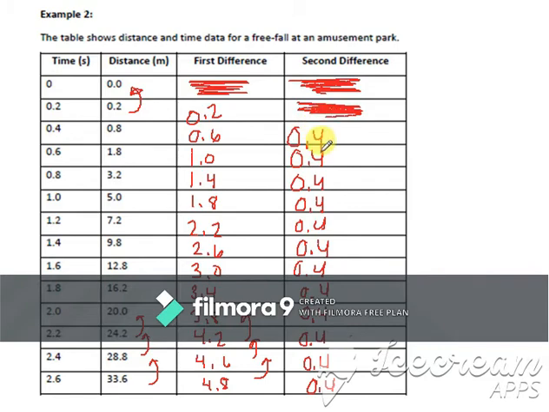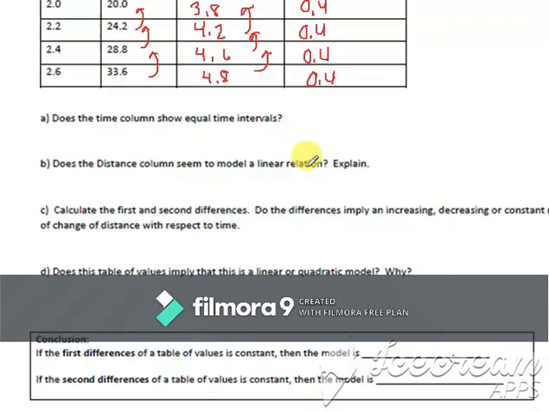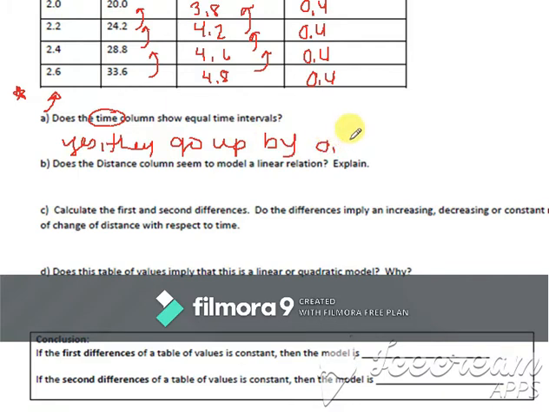Okay, so what does that mean? Does the time column show equal time intervals? The time column is this one right here. Yes, they go up by 0.2 seconds each.